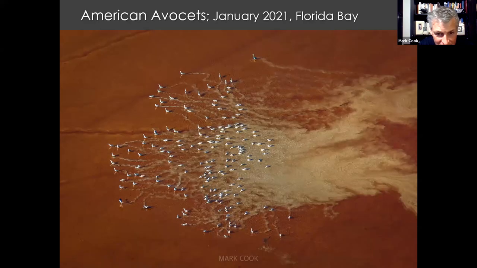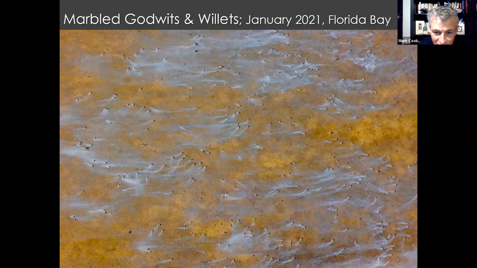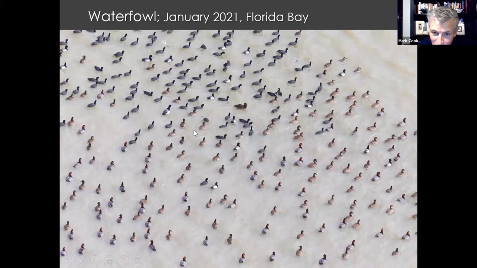I just love seeing some of the artwork that these birds can produce in the system. So again, American avocets foraging in these tannin stained waters, but whatever the avocets can do, these marbled godwits and willets can do better, or at least in a more abstract way. It wasn't just shorebirds, thousands of waterfowl as well, ranging from redheads to ruddy ducks, coots, and scaup.